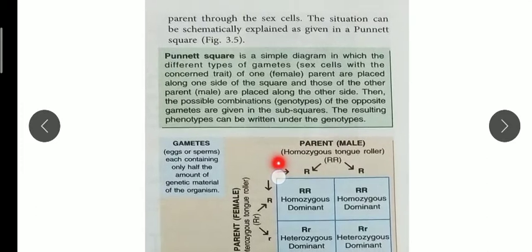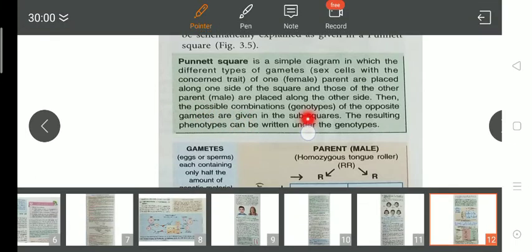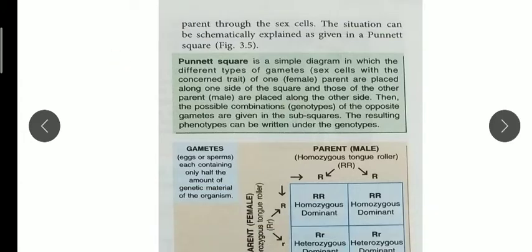This square box is called a Punnett square. It is a simple diagram in which the different types of gametes of the parents are placed alongside the square. We do a crisscross, then we match and get the possible combinations of genotypes, and the resulting phenotype can be written.